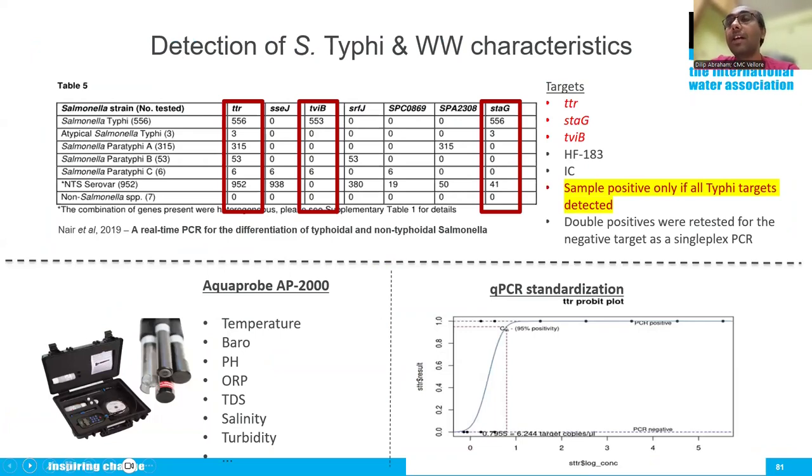Now, the problem with looking at Salmonella Typhi is that we need to define a positive sample. Earlier, we had used the Baker primers, that is the STAR-G primer, whose target was the fimbrial gene. But as you can see from the work by Satish Nair in the UK, regardless of whatever target he used, he tested these multiple targets across a bunch of Salmonella serovars, and there's not a single target that is specific for Typhi alone. So eventually, we zeroed in on three targets, TTRs, TVIB, and STAR-G, and we decided that a sample is positive only if all these targets are positive. And we went ahead and validated the PCRs, and we are ready to go.